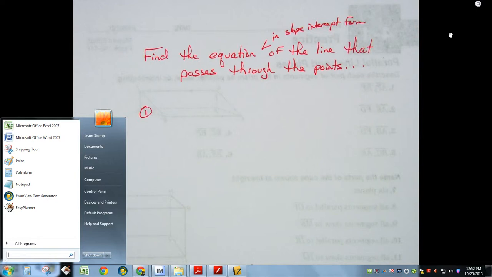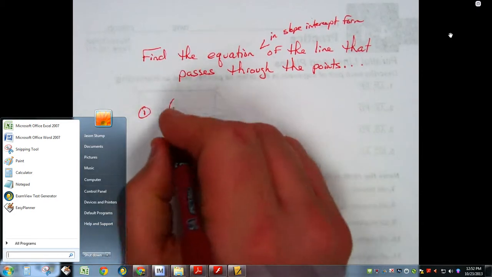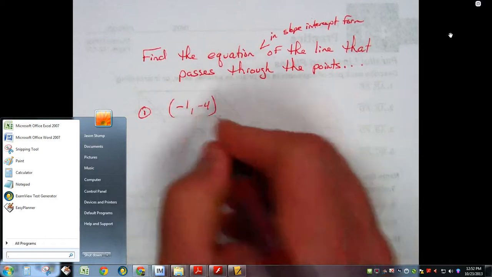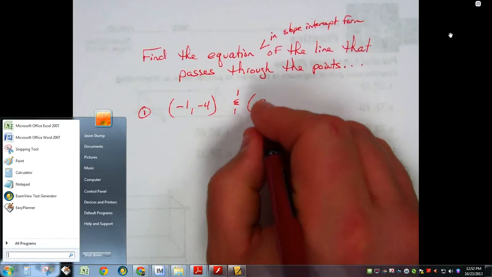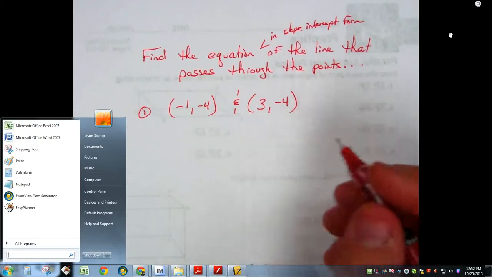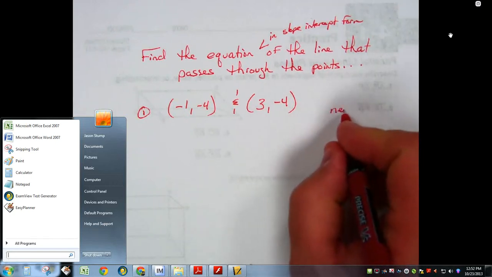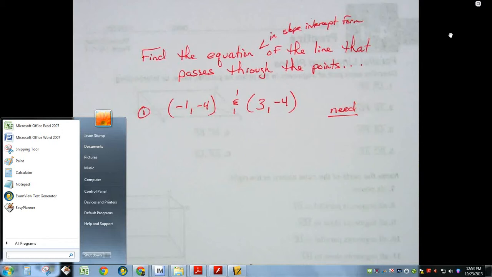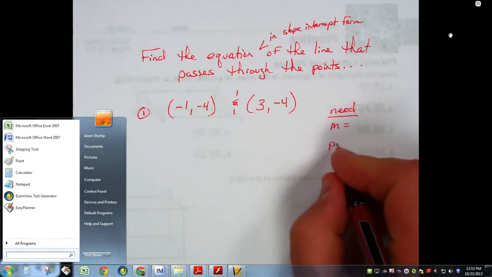Next thing, find the equation of the line in slope intercept form that passes through the following 2 points: -1, -4, and 3, -4. What 2 things did I tell you we needed to use point slope form? Slope. I need the slope, and I need a point on the line.